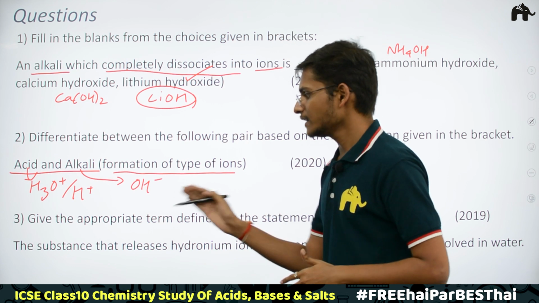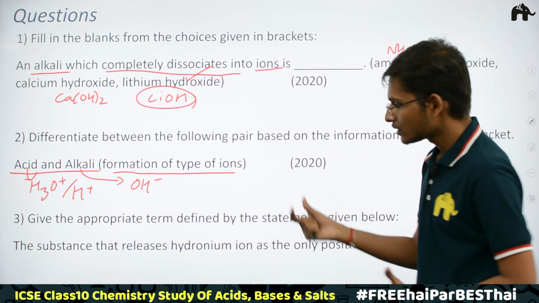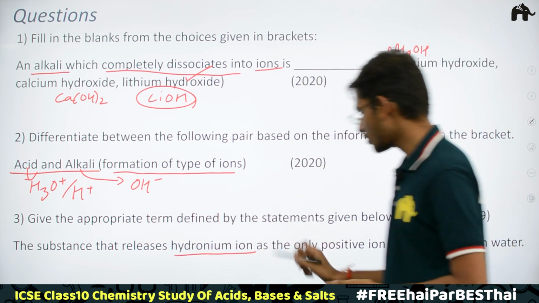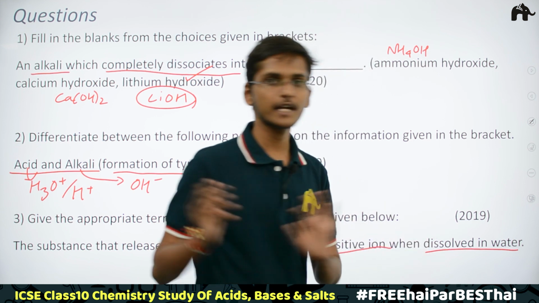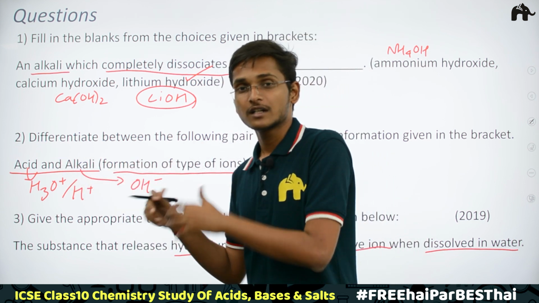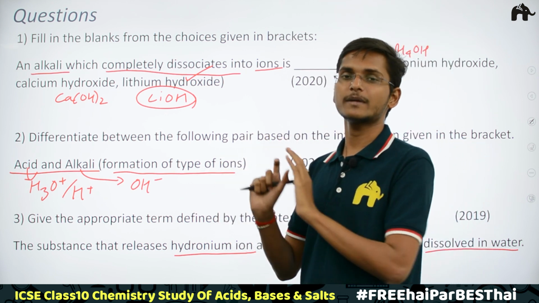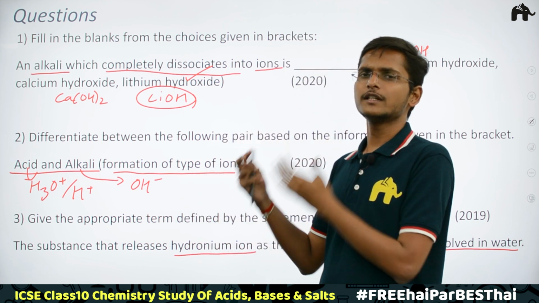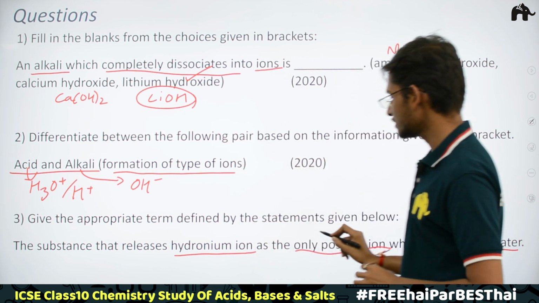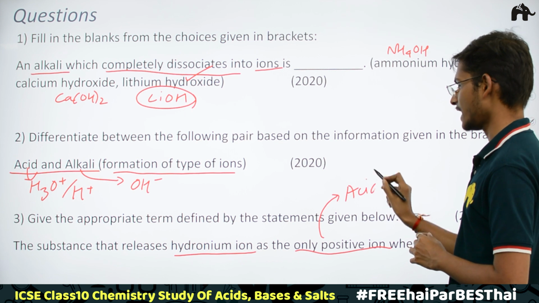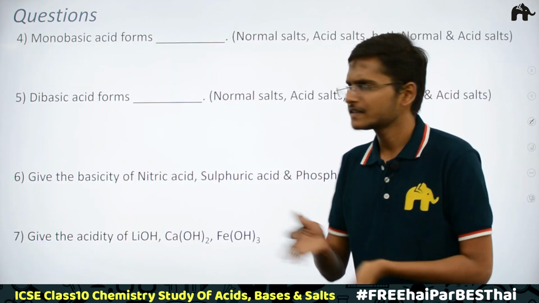Next, give the appropriate term defined by the statements given below. So a statement is given, we have to give an appropriate term. Substance that releases hydronium ion as the only positive ion when dissolved in water. Now just now we have seen acid, right? And we have also studied the entire Ramayana of acid. So now we know that this is the substance which releases only the hydronium ion as the only positive ion when dissolved in water. If you feel, you can go back to the acid section which we have learned and see it in detail. So the answer is acid. And this was asked in your exam in 2019. Now let's see some more questions.